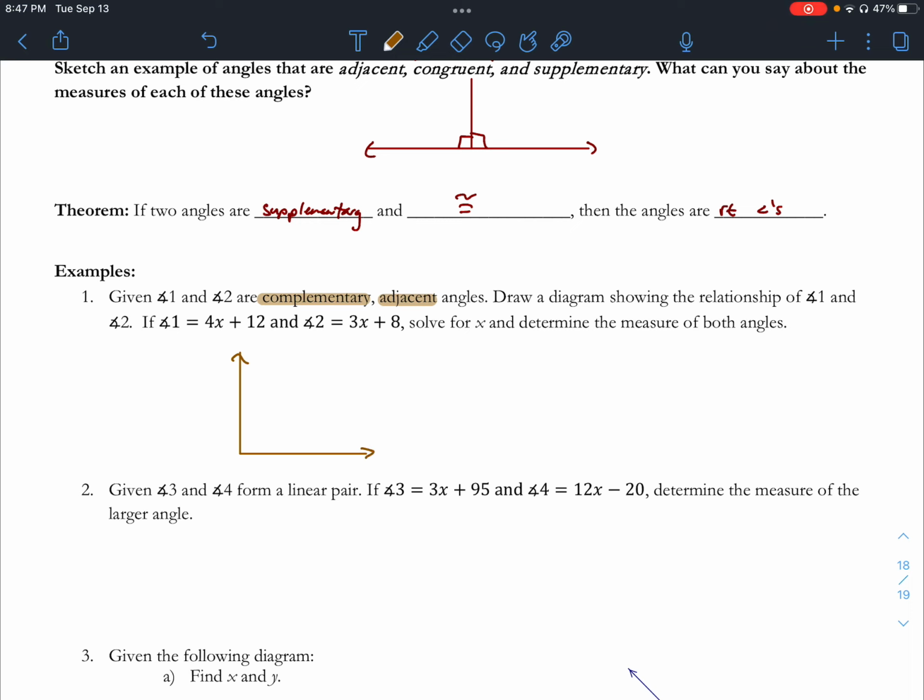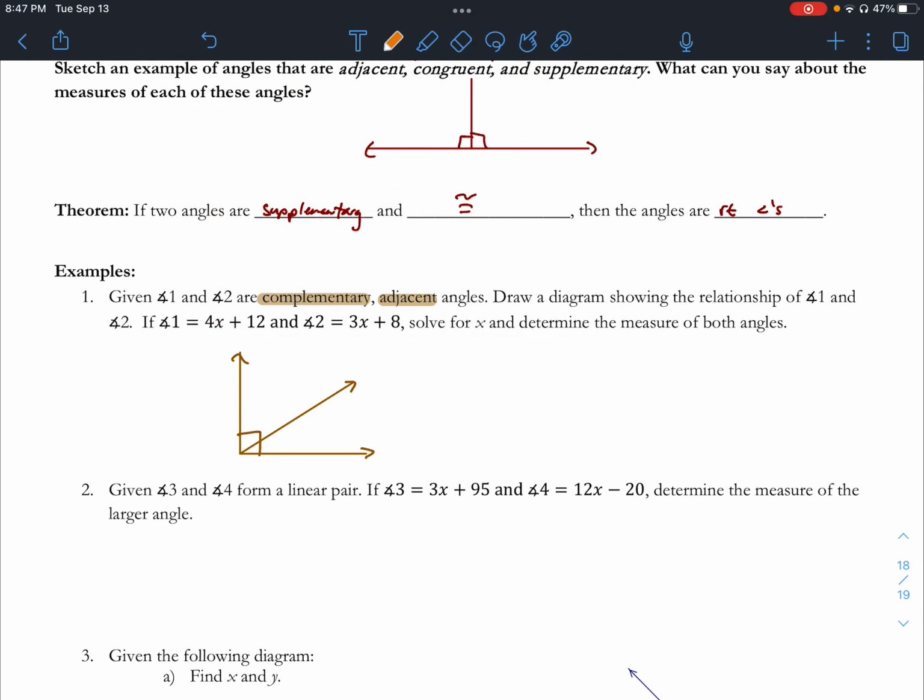Adjacent just means that they are next to each other. They're going to share some sort of a wall right here. They didn't tell me anything else, so I don't know that it bisects it. So I'm just going to kind of draw it, maybe one a little bit bigger than the other one. We've got the relationship of these two angles. I do know that they're going to add to 90 degrees.